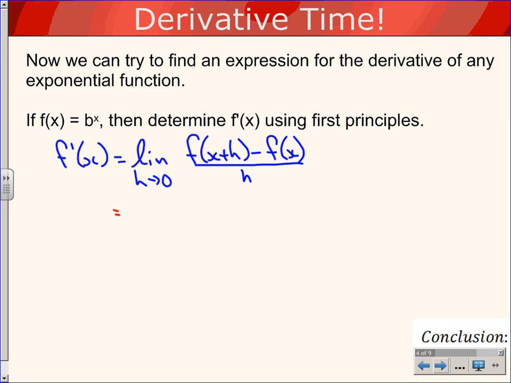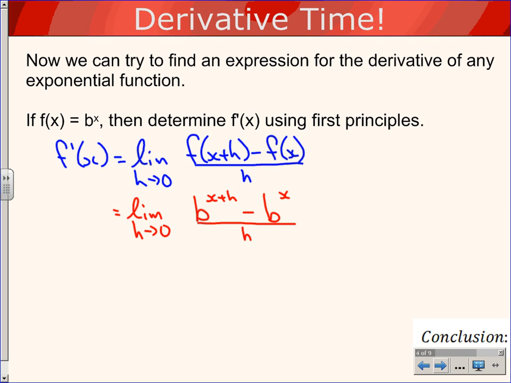Now our function is b to the power of x. So as we're taking this derivative, f of x plus h would be b to the x plus h, minus b to the x, all over h. Still using first principles here. That's what it would look like. F of x plus h means wherever I see an x, replace it with x plus h.